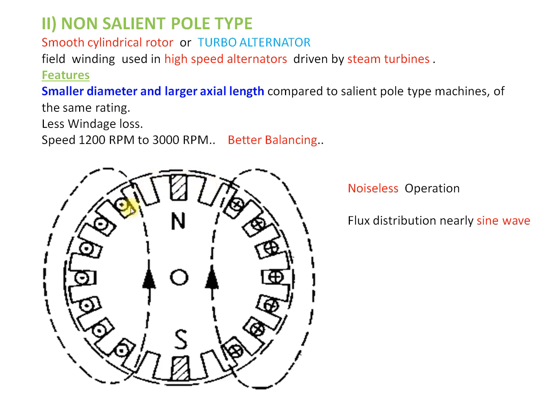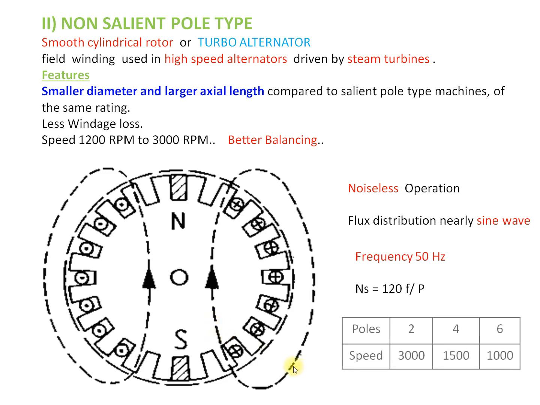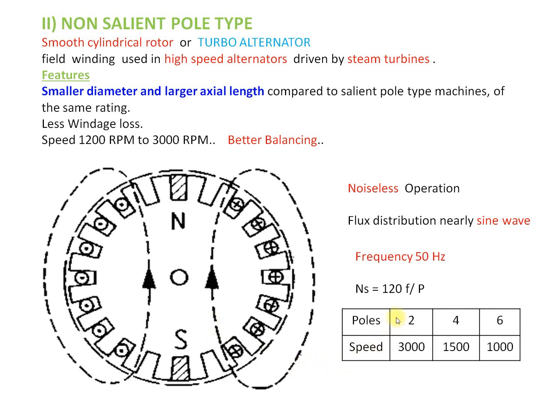And since these are going to be very small in diameter and greater in axial length, they can be used noiselessly, and the flux distribution will be nearly sinusoidal. Since the speed of the machine is going to be the synchronous speed, the synchronous speed may vary depending upon the poles. So the synchronous speed can be calculated as 120f divided by p.